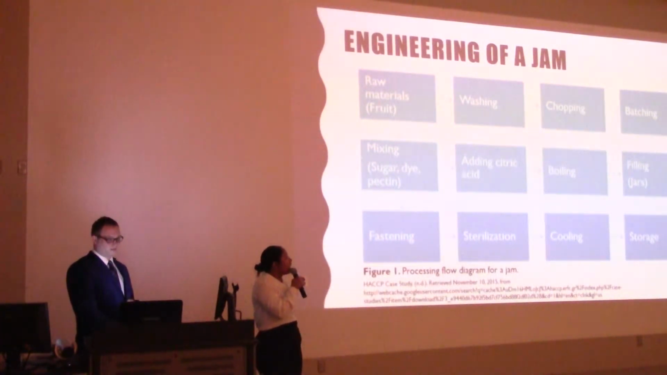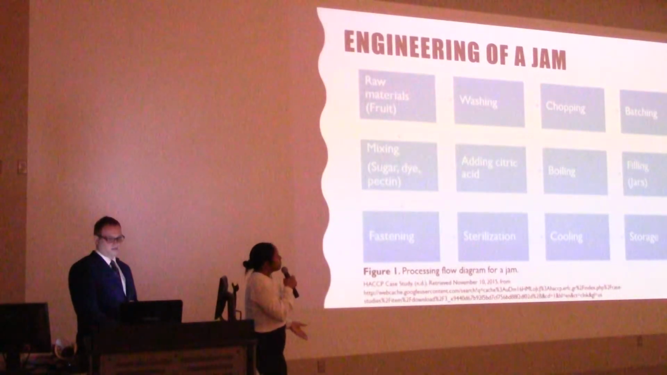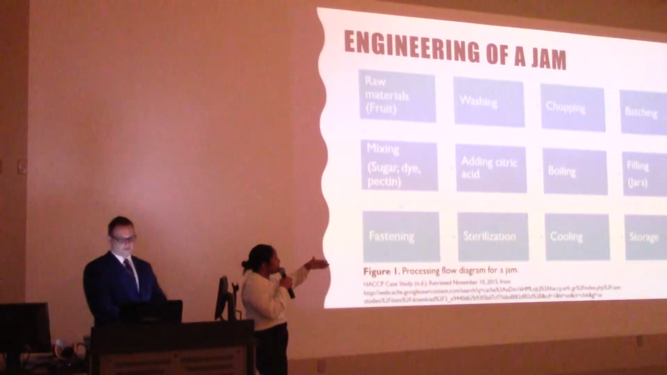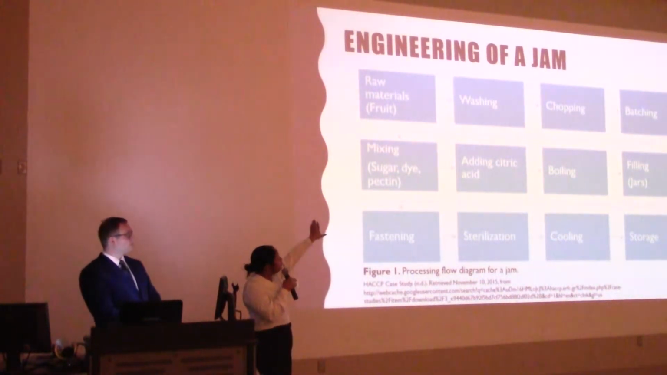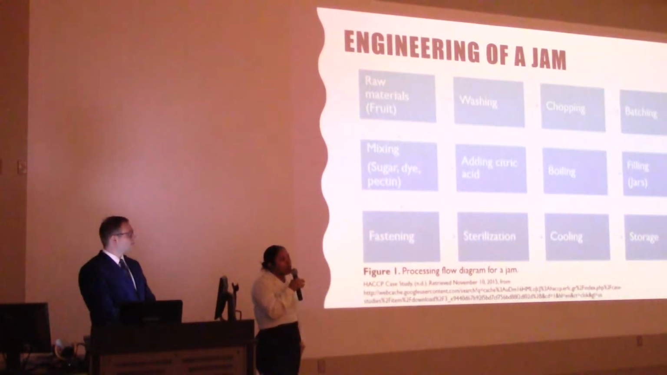Then we'll go through a chopping process. If you are familiar with eating jam, it has small pieces of actual fruit inside of it. It's not a full concentration solution that's solidified; it has actual fruit in it. Then we'll go to the batching process, which is the process in between of transporting all of the material to the mixing, which will add the dye for color if needed, pectin and sugar.